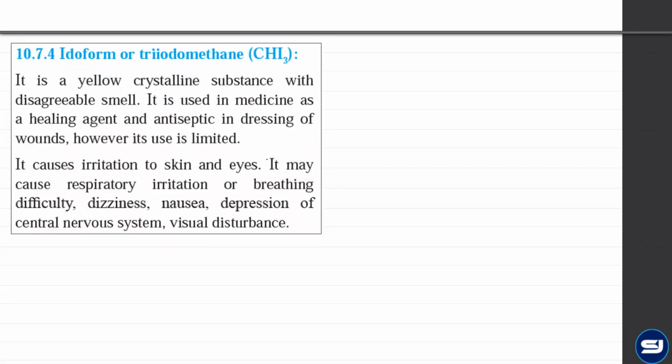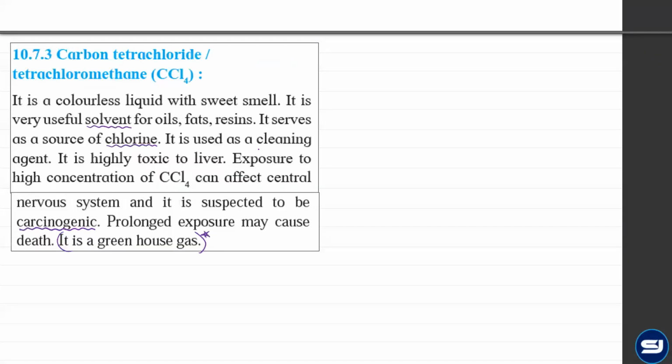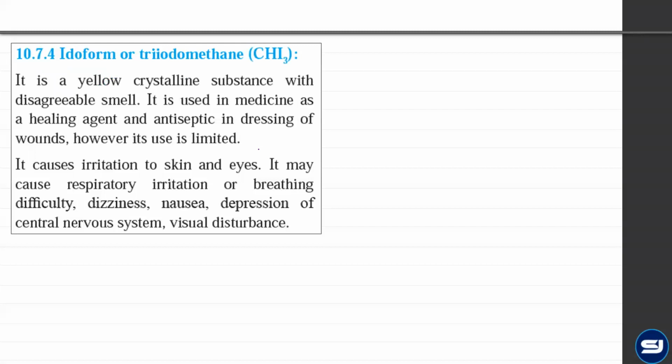Iodoform or triiodomethane, CHI3, is a yellow crystalline substance with a disagreeable smell. It is used in medicine as a healing agent and antiseptic in the dressing of wounds. However, its use is limited.